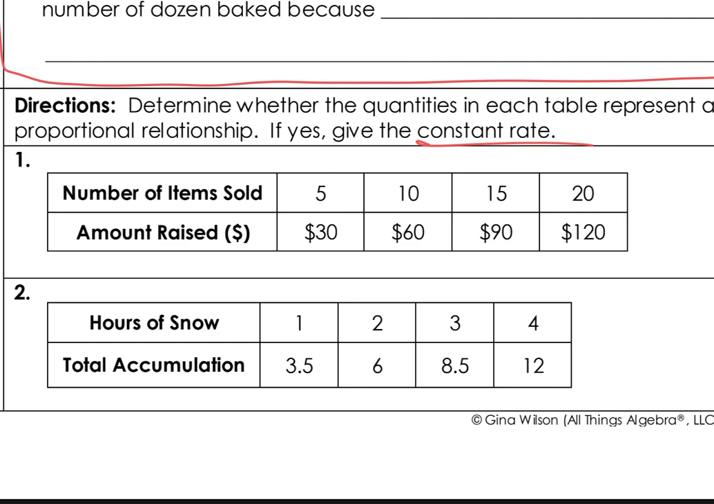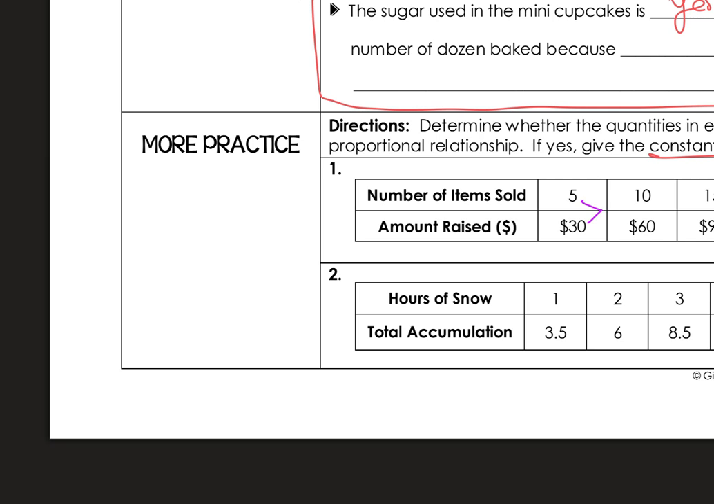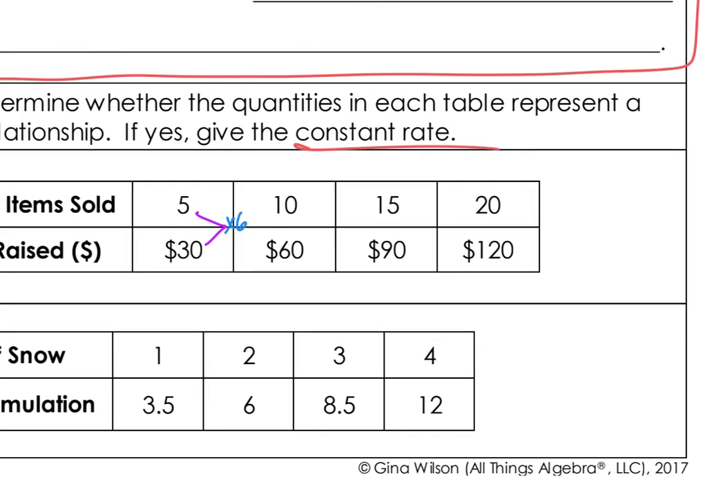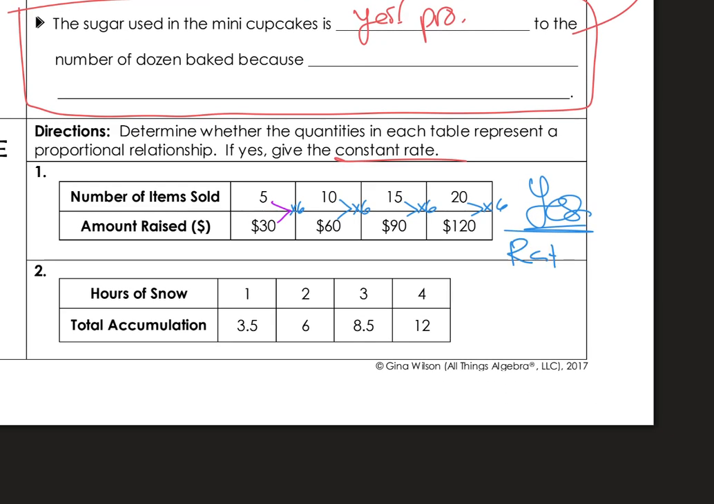Well, if you can't just figure out how to get from there to there, like I said, you're going to have to slide over here and do 30 divided by 5, which is like this, and you get 6, okay? So this was times 6. Well, guess what? This is also times 6, and so is this, and so is this. So yes, this is proportional, and the rate is times 6.